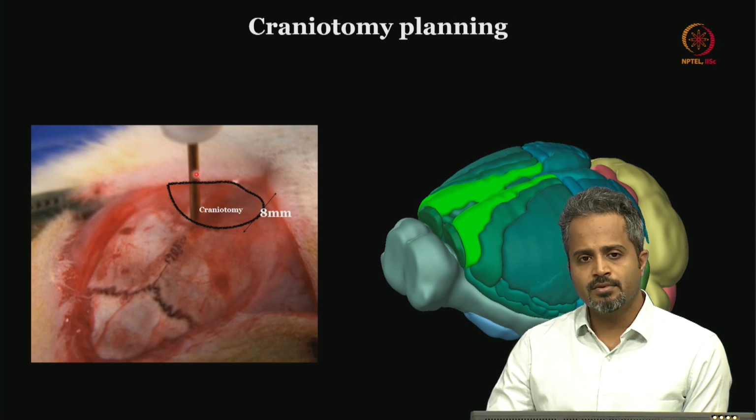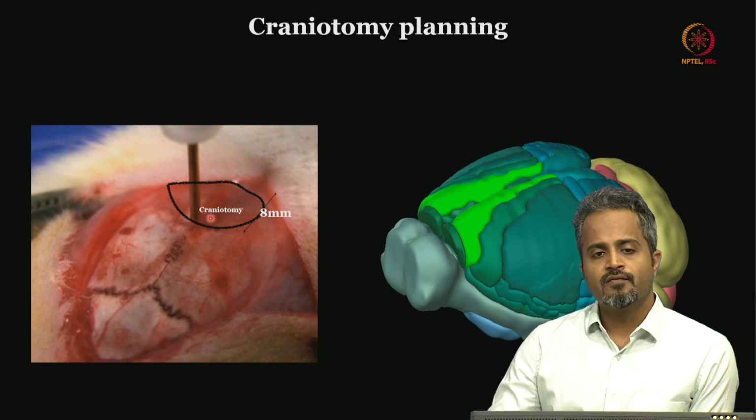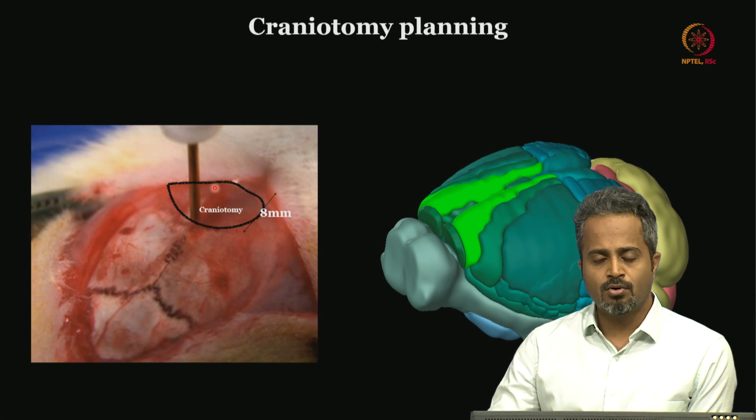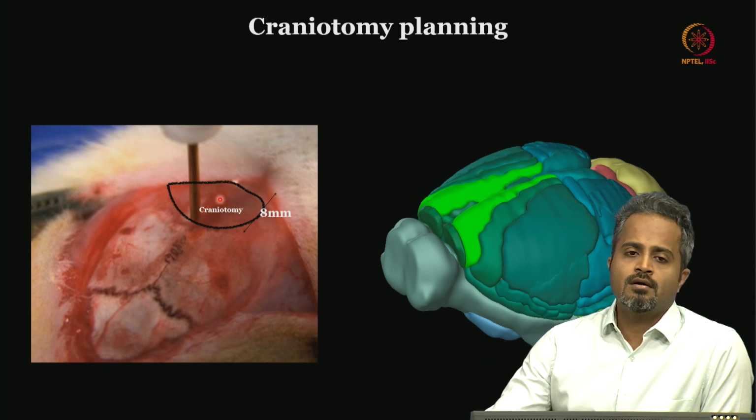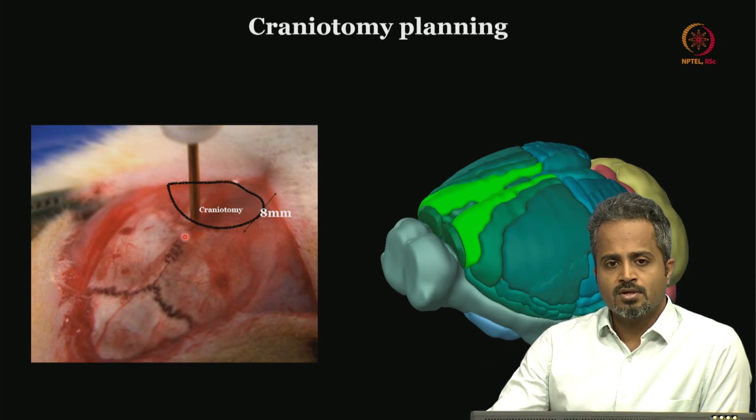So that's the limited exposure, and you need to know beforehand whether you really need to expose both sides of the skull. Here is the midline sagittal suture, this is the lambdoid suture, and that is the coronal suture. And that is bregma and that is lambda.